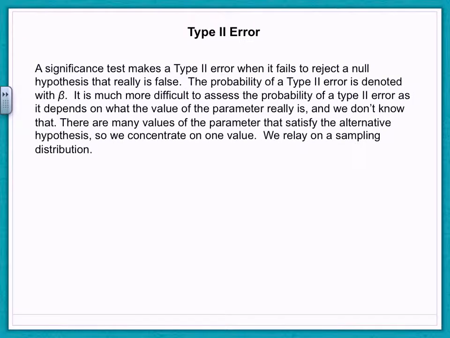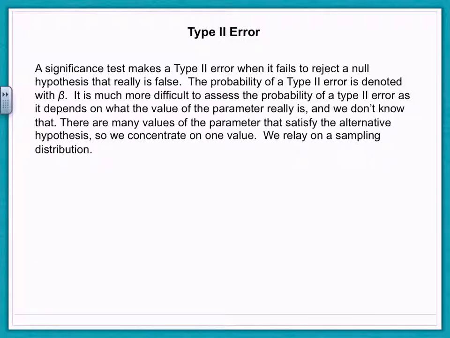Let's talk about a type 2 error. Unfortunately, not as easy to understand. A significance test makes a type 2 error when it fails to reject a null hypothesis that is really false. The probability of a type 2 error is denoted with beta. It is much more difficult to assess the probability of a type 2 error as it depends on what the value of the parameter really is, and we don't know that.